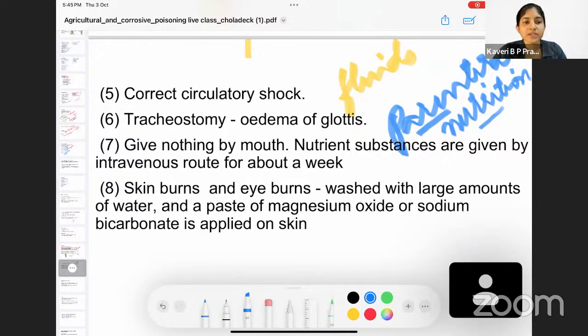Coming to the next one, all the skin burns and eye burns are washed with a large amount of water so that whatever remaining acid is washed away. And then a paste of magnesium oxide or sodium bicarbonate is applied on the skin. That is the treatment method.